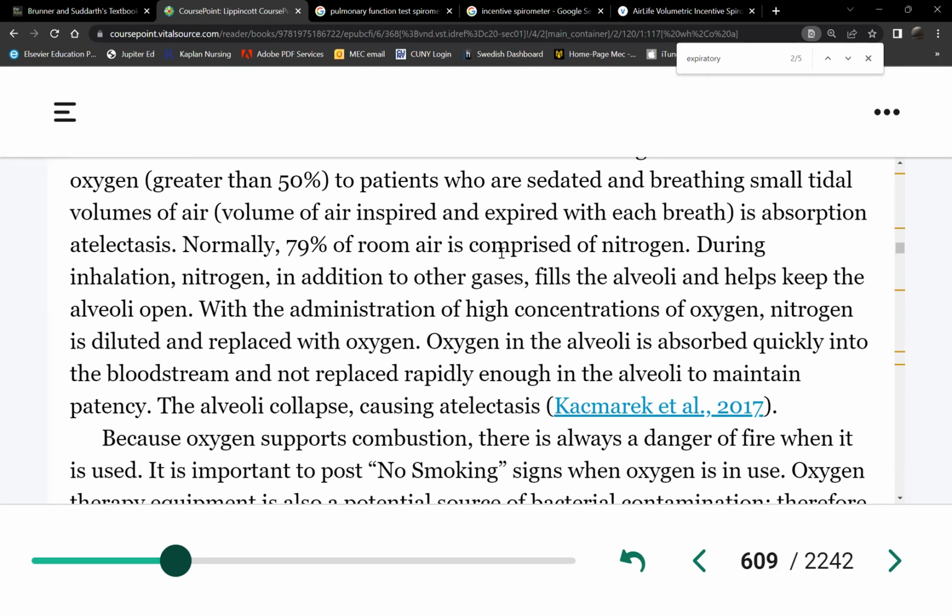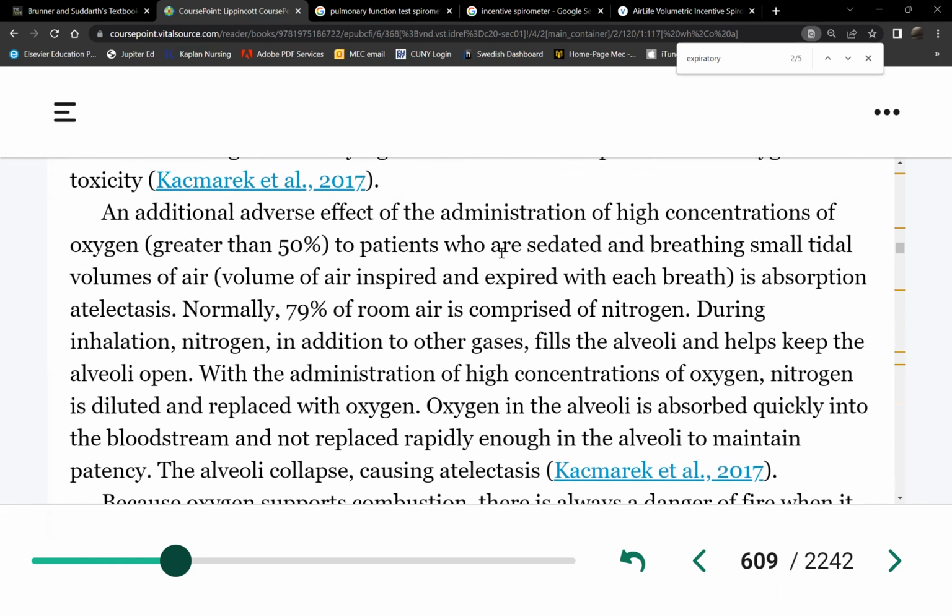So let's say you give 100% to somebody. That means how much oxygen is in the lung if I'm giving you 100% FiO2? So how much oxygen is in my alveoli? If I give you 100% FiO2, it's 100% oxygen, pure oxygen. So when that oxygen diffuses into my bloodstream, what's left in the alveoli? None. So what will happen to the alveoli? That's what we call absorptive atelectasis.